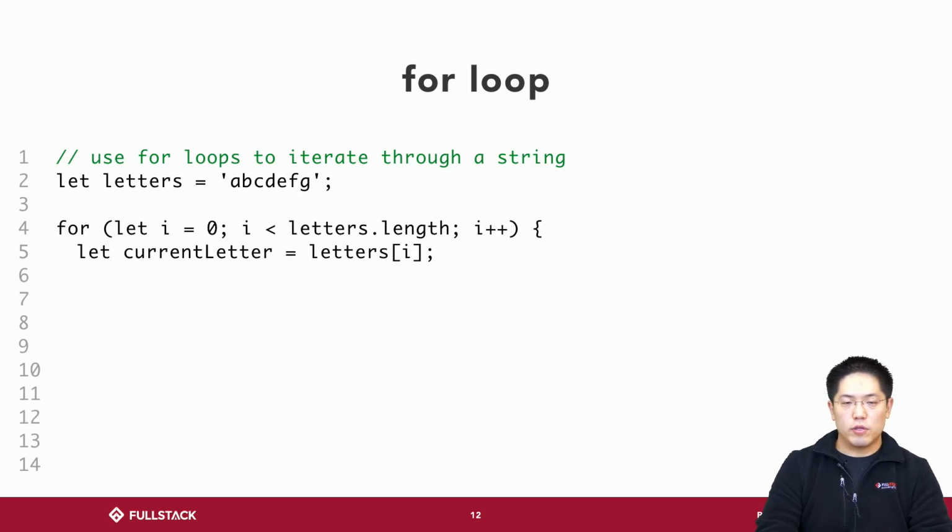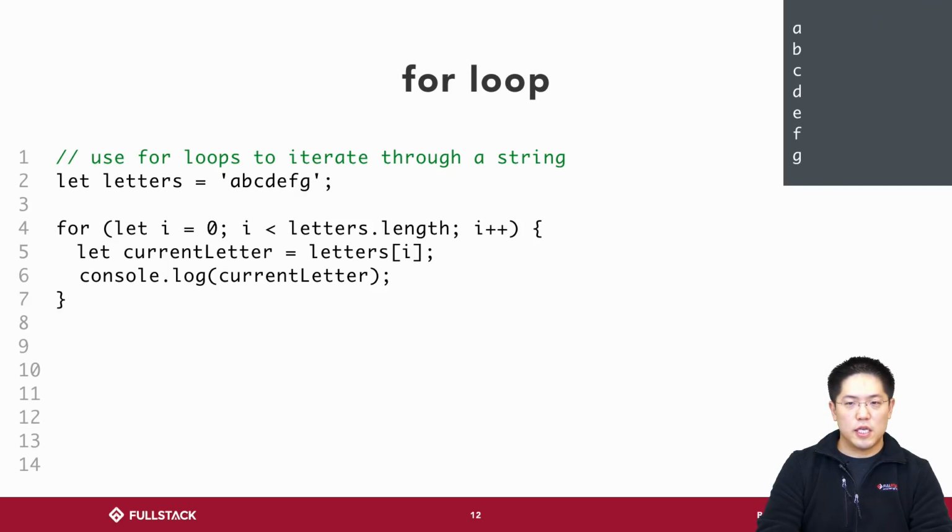So here we'll say let the current letter equal to letters I. Of course, it's saying use the index, this letter I, to get the character at this point in the string. Console log it out, and then close the for loop. So here we should see each individual character printed out.